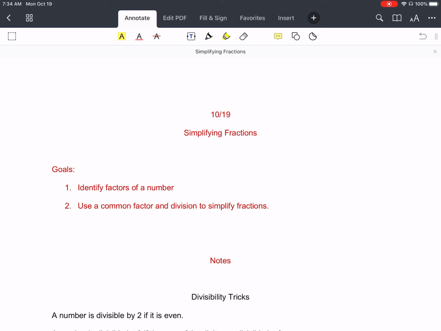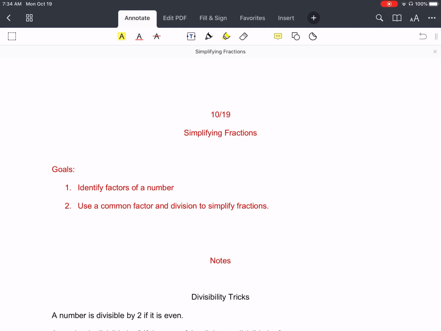Hey, sixth grade. We were introduced to some problems with fractions last week, and it seems like some of us needed a little introduction or practice with simplifying fractions. So I'm sorry if that caused you any stress last week. So we're going to spend today learning how to simplify fractions.